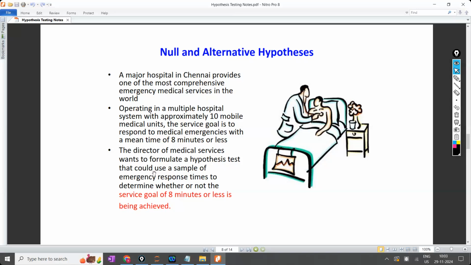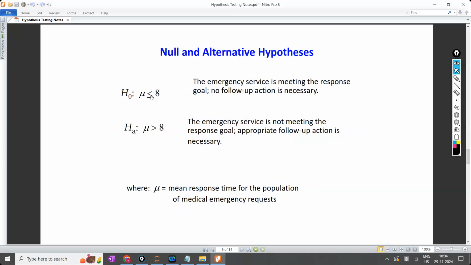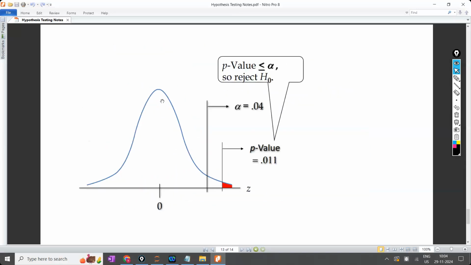What is the null? When will they take action and when will they not take action? When the response time is more than 8 minutes, they are going to take action. If it is less than 8 minutes, there is no need for any action, because their service goal was satisfied. So the average time less than or equal to 8 minutes is the null hypothesis, and greater than 8 minutes is the alternate hypothesis. Is the point clear for everyone? Is the formulation clear? Now let's try one more example.